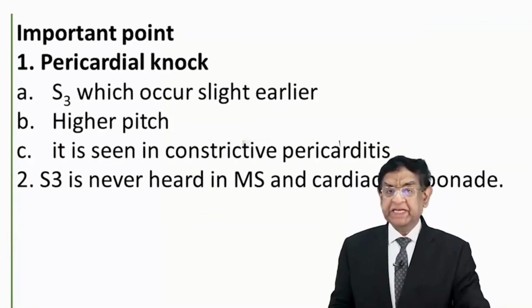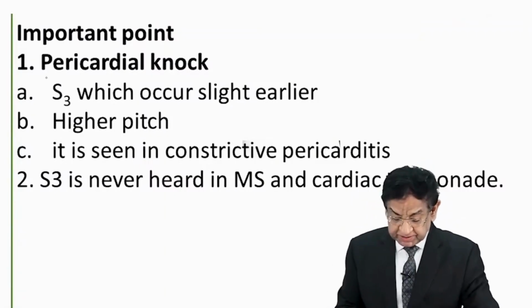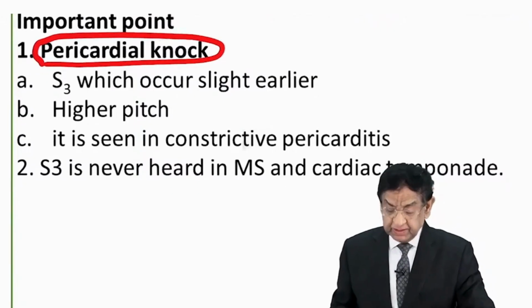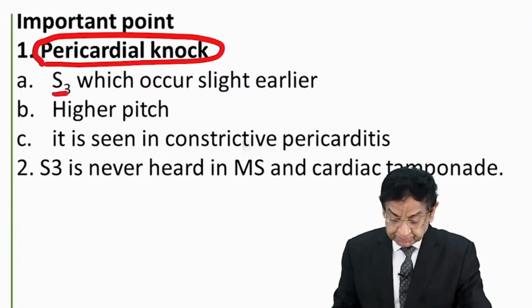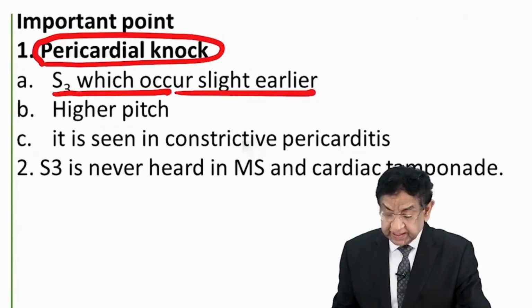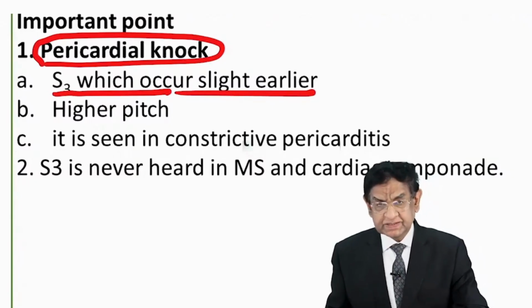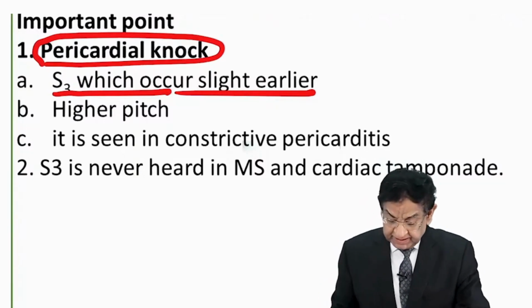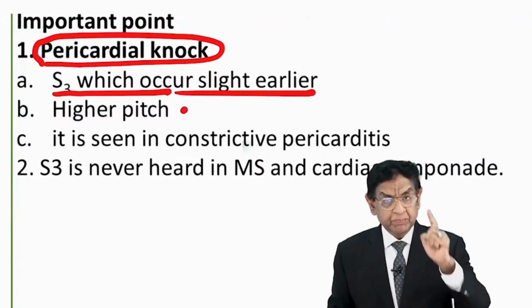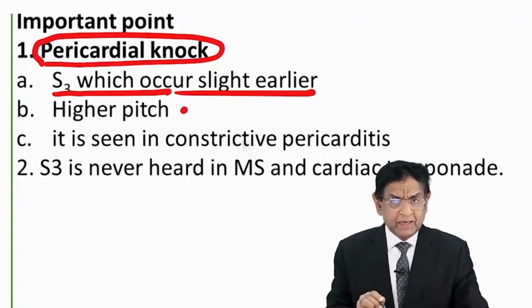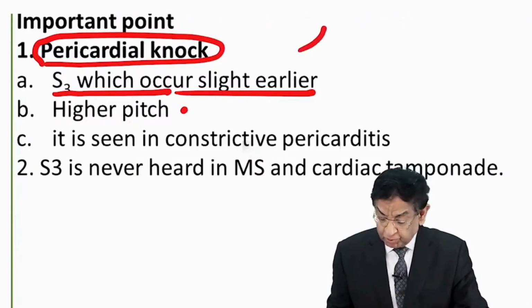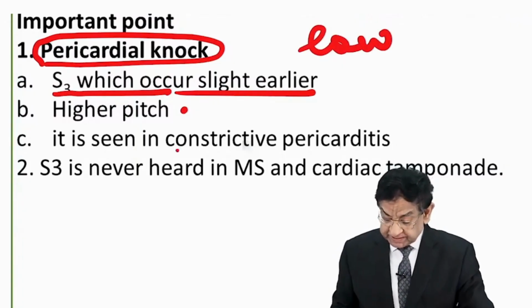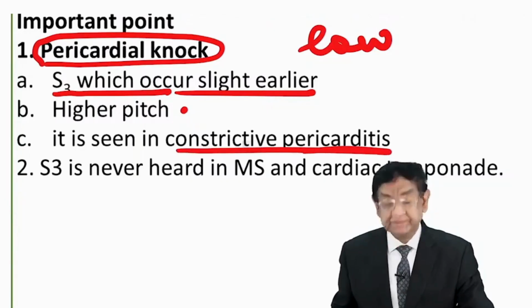Now, something extra: pericardial knock. This is a very frequently asked question. It is a third sound which occurs slightly earlier than the routine third sound. It is a high pitched sound. Point to be noted, the normal S3 is a low pitched sound, whereas this is a high pitched sound. It is seen in constrictive pericarditis.